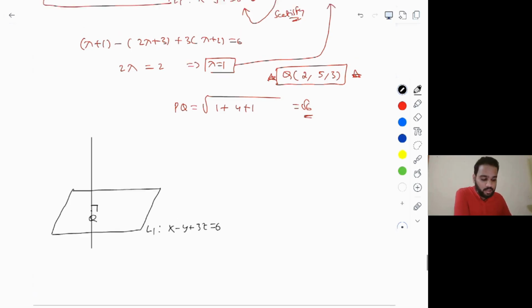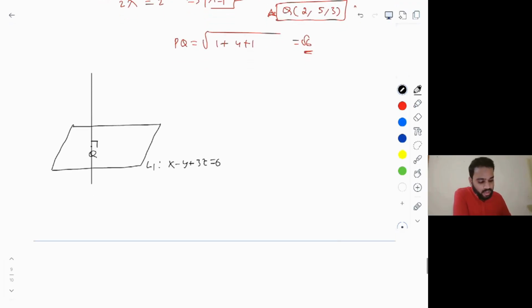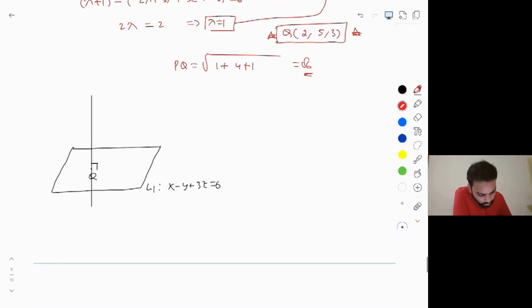So once again, what is the idea? Just similar to the previous part we have done, right? But we need the line. So the main idea in this second part is here, this is the point Q, which is nothing but (2, 5, 3), which we just obtained.